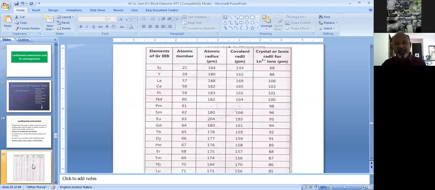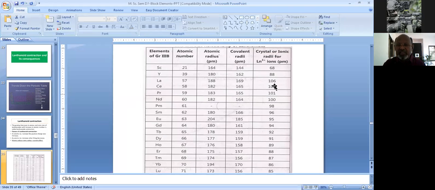Here I have one slide which clearly shows as the atomic number increases, how size decreases. Here the first member lanthanum, atomic number 57, and here atomic radius is measured in terms of picometers. For lanthanum it is 188 and the ionic radius for the same element is 106. For cerium, atomic number 58, the atomic radius gradually decreases, that is from 188 picometers to 182 picometers, and the ionic radius also decreases.